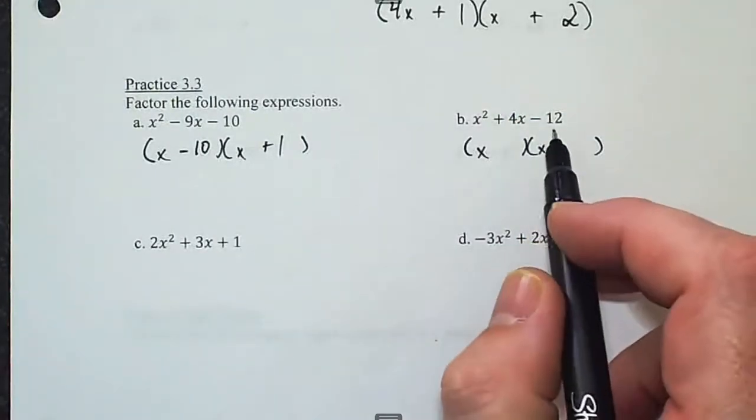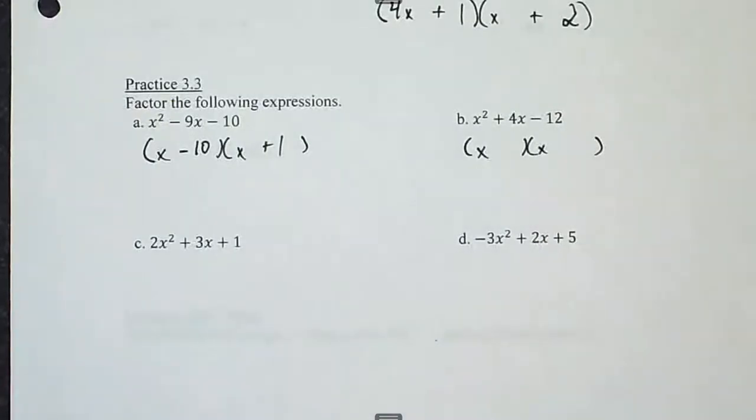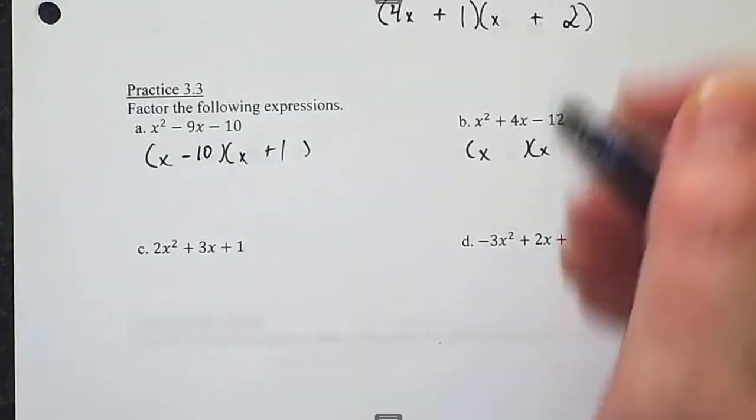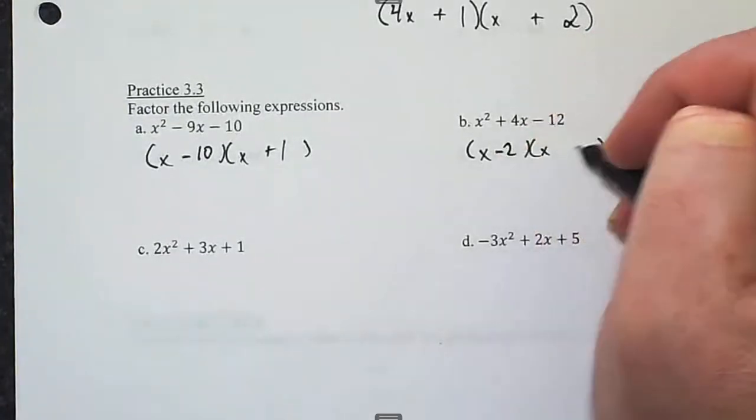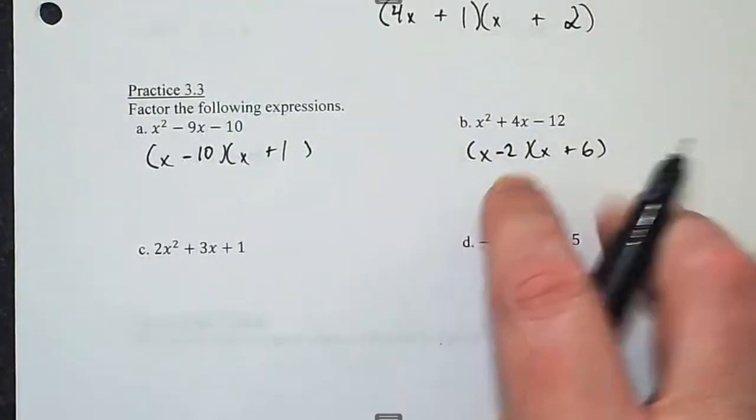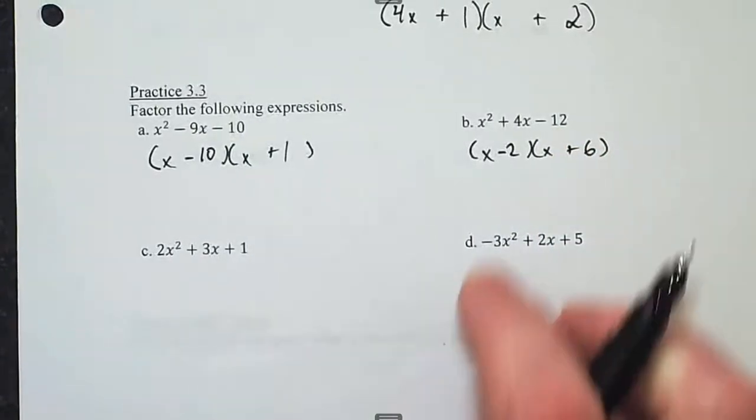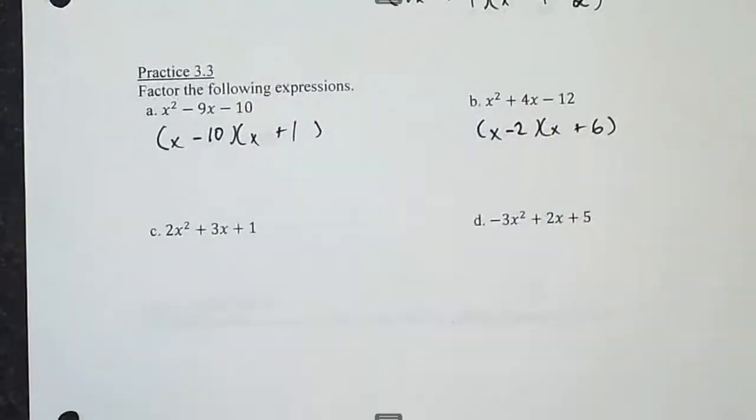Okay, I need numbers that multiply to 12. That's 1 and 12, 2 and 6, 3 and 4. So I'm going to use 2 and 6. Minus 2 and plus 6. Got to be different signs, so I get a negative 12. That would be plus 6 minus 2 is 4.